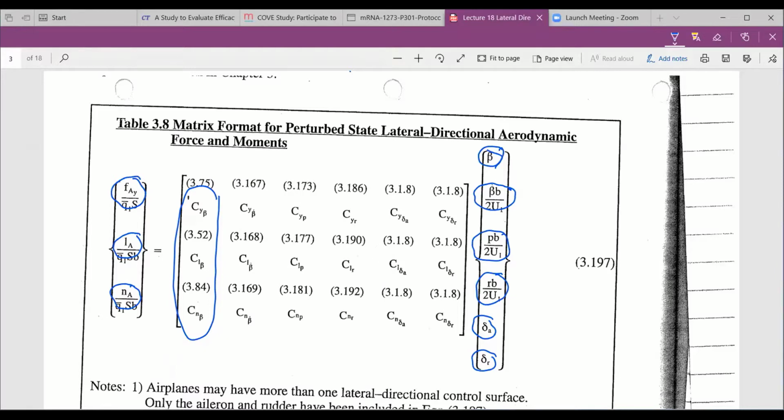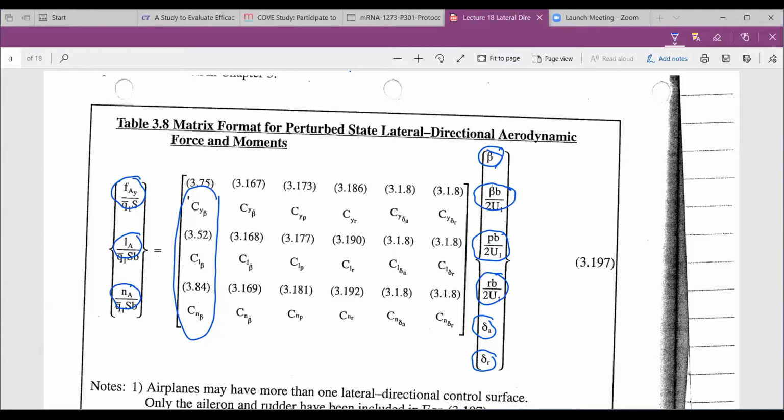The total force is the coefficient times dynamic pressure times S. Total moment is the rolling moment coefficient times Q bar S B. Yawing moment is the coefficient times Q bar S B. These are the formulas that we'll be taking derivatives of with respect to each of the perturbation variables.